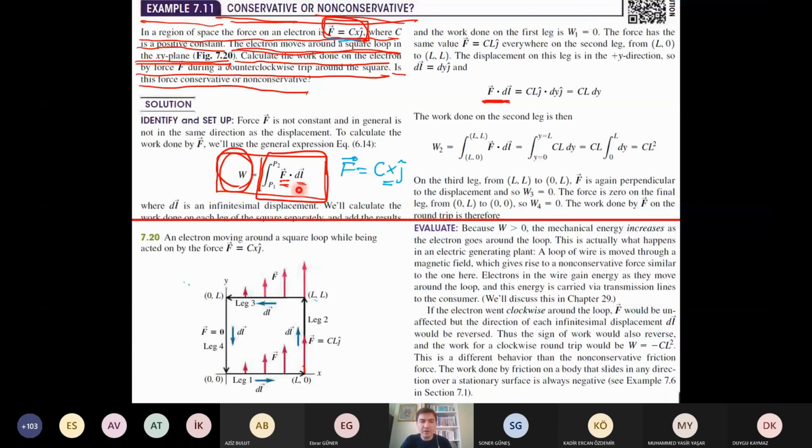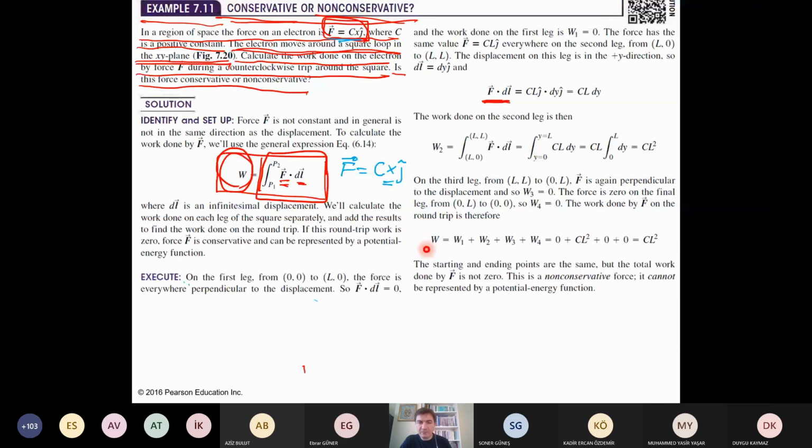So I have only work on this path along the leg 2. So then the total work done by F force on the round trip is written in this form: W1 plus W2 plus W3 plus W4, and all of them are 0 except the work done by the force along the leg 2. Then the total work is given with this expression.